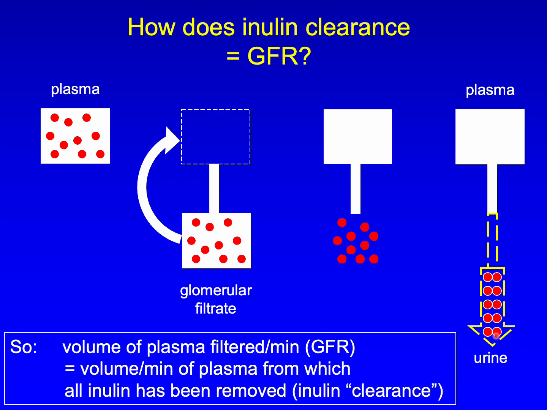Note again that this is a very special situation in which clearance equals GFR, but only because the characteristics of inulin mean that every molecule of inulin that is filtered ends up in the urine, so that you can back calculate to find how many mLs of plasma had to be filtered and cleared in order to end up with that amount in the urine.